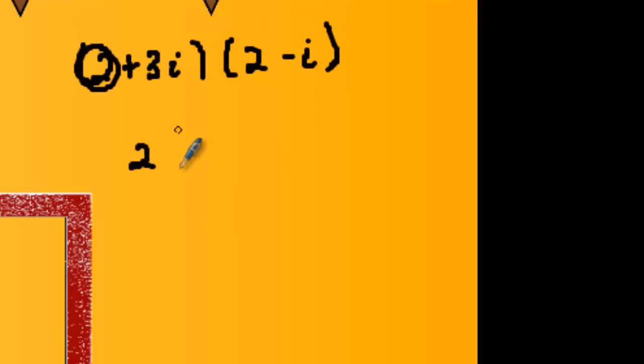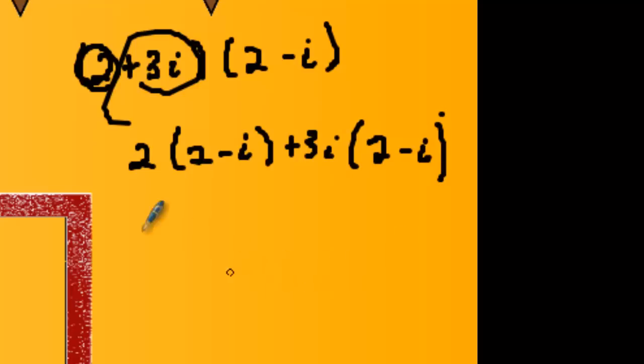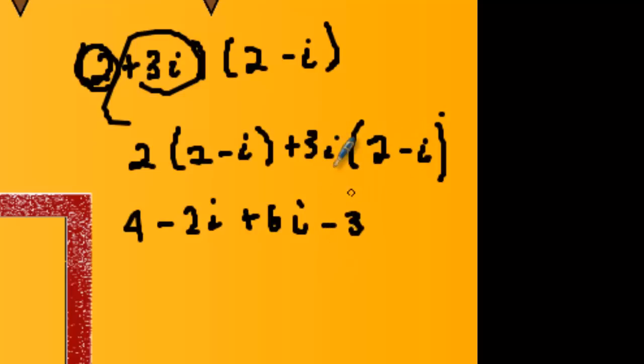So 2 plus 3I times 2 minus I. I'm going to distribute. I take the first term times this whole binomial, and then the second term times this whole binomial, and then I multiply. 2 times 2 is 4. 2 times -I is -2I. 3I times 2 is positive 6I, and then I have 3I times -I, which is -3I squared.